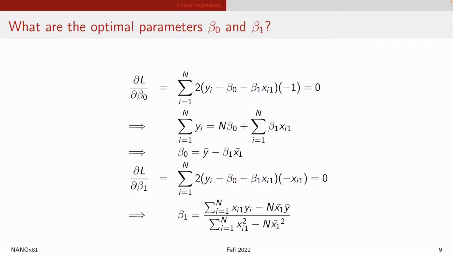So given all your observations, your beta naught is just given by the average of your y minus beta 1 times your average of your x, and the optimal value of beta 1 is just given by the covariance between your x of i and y of i, divided by the variance of x, okay? So this is all very well established in your statistics course, so I'm not going to go too much into details about them, okay?